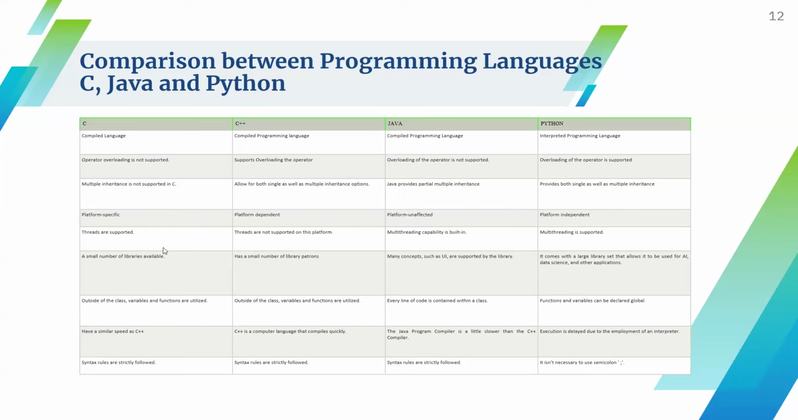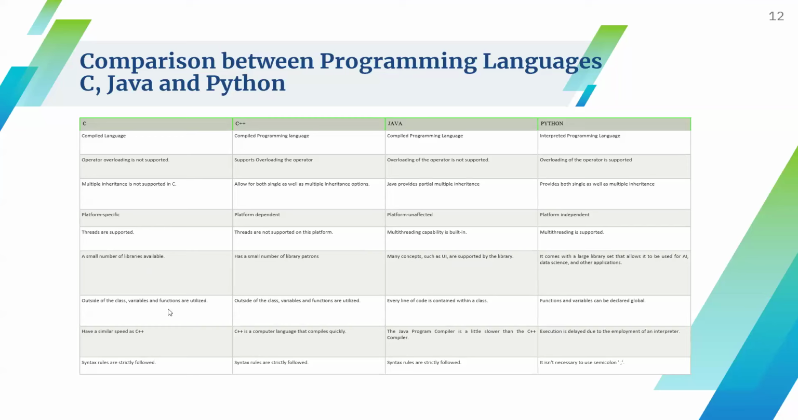Threads are supported in C and C++ also. In Java it is called multi-threading, with built-in capacity, and Python also supports multi-threading. C has the smallest set of libraries, and C++ has a small number of libraries. Many concepts such as user interface are supported by the library in Java, which comes with larger library sets. Python also comes with larger libraries.